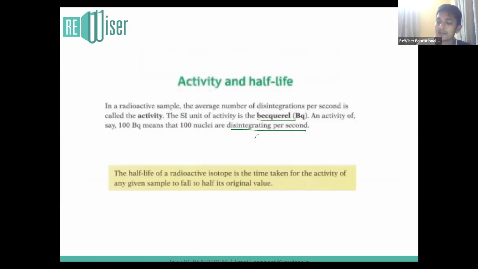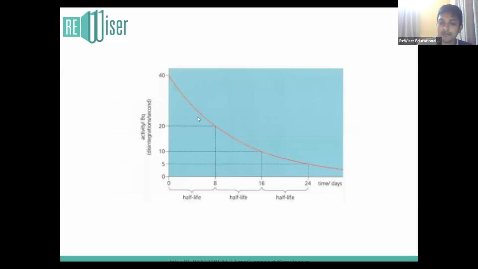If you remember, it's like how for speed, even though the SI unit is meter per second, we also sometimes use kilometer per second, kilometer per hour. Similarly, even though the SI unit is becquerel, which is disintegrations per second or counts per second, we sometimes end up using different units, such as counts per minute or counts per hour or any other arbitrary unit of time.